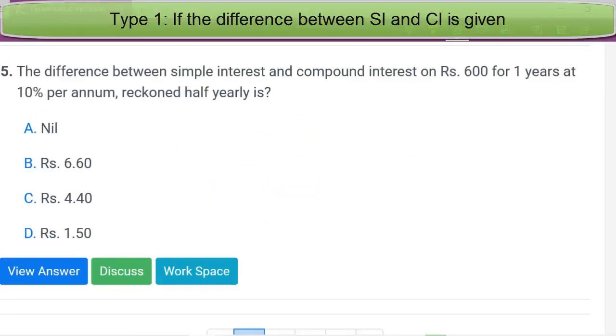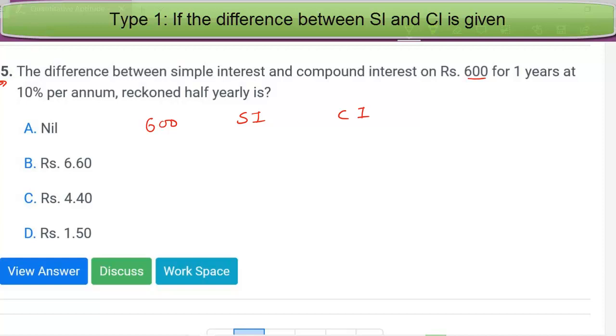In this question it is given: the difference between simple interest and compound interest on rupees 600 for 1 year at 10% per annum reckoned half yearly is. So basically this is the sum, rupees 600. Rupees 600 is put on simple interest at 10% per annum, and also on compound interest at 10% per annum reckoned half yearly. So what does this mean?